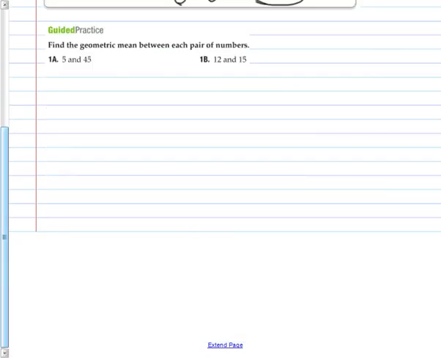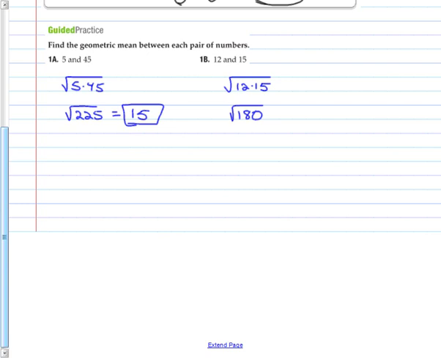Let's find the geometric mean between 5 and 45. The geometric mean equals the square root of 5 times 45. If you need to, you can use a calculator. What's 5 times 45? 225. And if you take the square root of 225, you get an integer. You get 15. So 15 would be the geometric mean. Let's try 12 and 15. The geometric mean is the square root of 12 times 15. What is 12 times 15? 180.